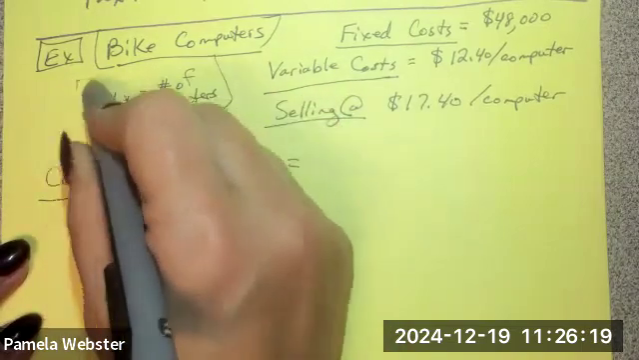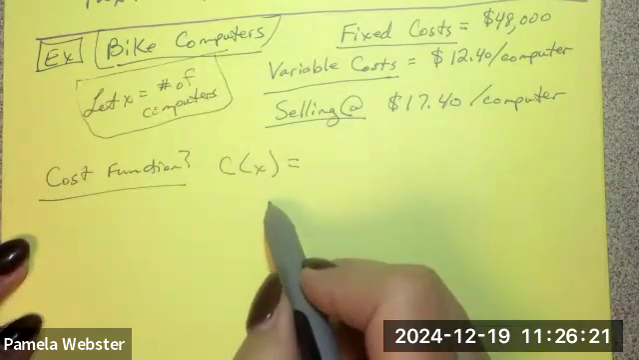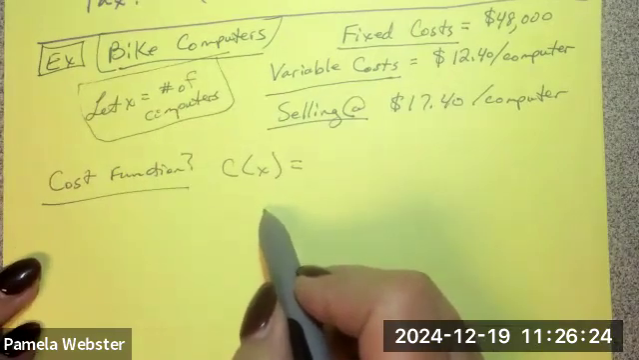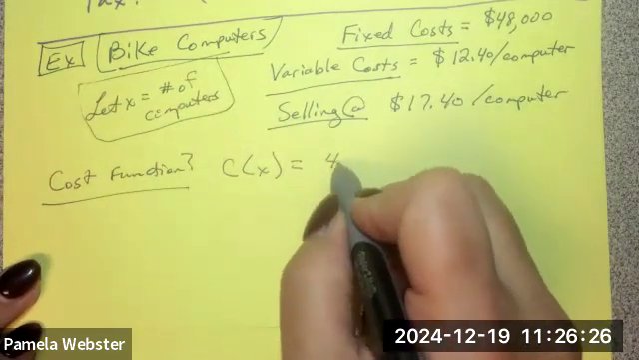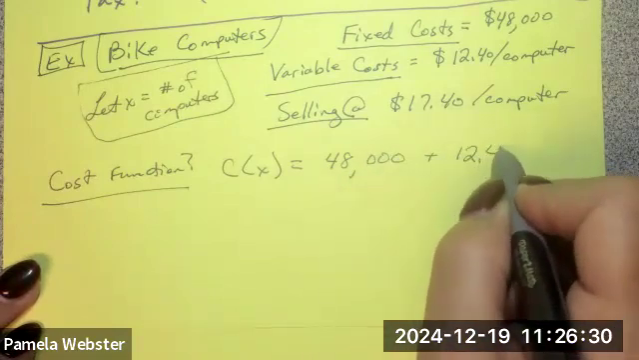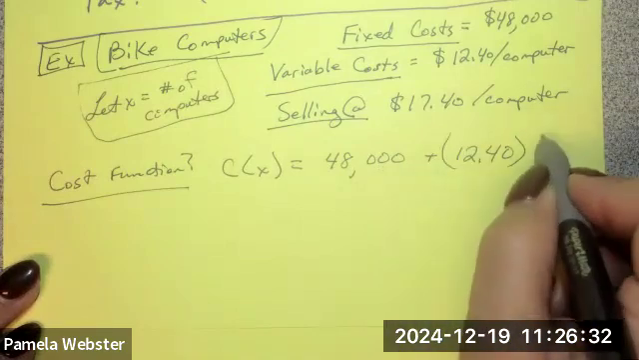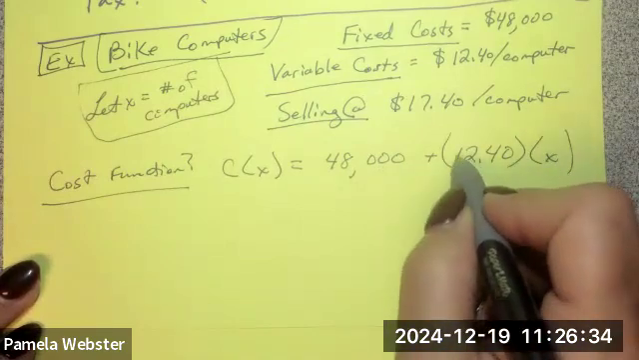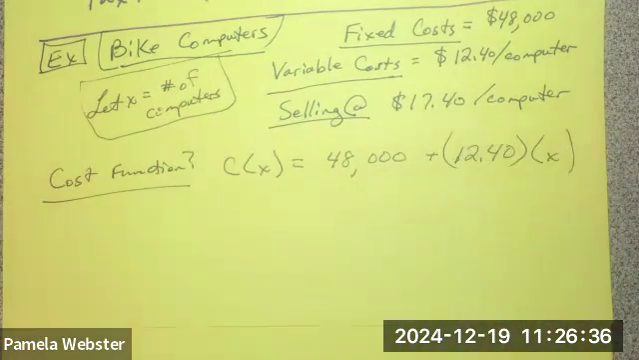Okay. So my cost for creating however many computers is going to be the 48,000, because I have to pay that no matter what, plus the $12.40 per computer. I'm multiplying, right? So 1240 per X. That's my cost. What about my revenue?